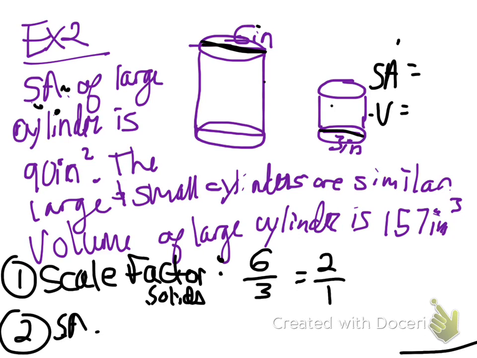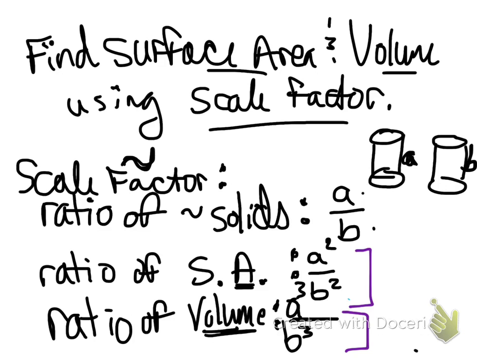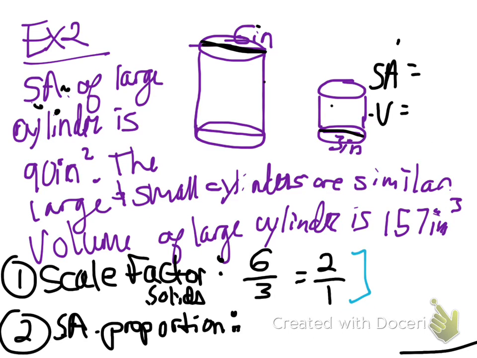So the surface area proportion. We can't quite set up our surface area proportion yet because we don't know what our surface area scale factor is. This 2 over 1 is a solid scale factor, but a surface area scale factor, if you look back here, is the a squared over b squared. So it would be 2 squared over 1 squared for our surface area scale factor. So that's 4 over 1.